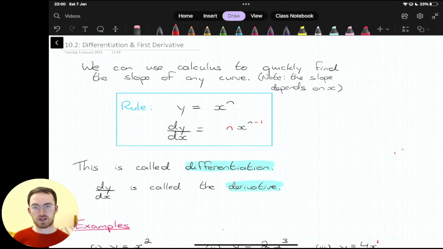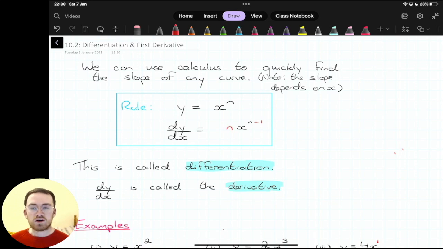So we can start from where we have here. I suppose we can use calculus to quickly find the slope of any curve, and we're noting again that the slope generally depends on x. That's what we saw in our previous lines, and we can think the same kind of idea for our curves, our quadratics, our cubics. All of those curves that we've seen generally have an x and a y value, with the y value usually being dependent on the x value.